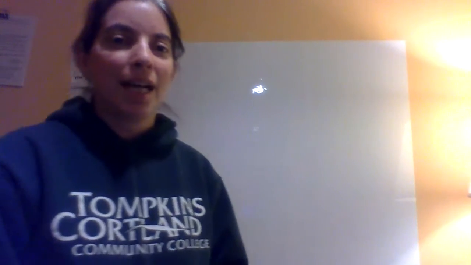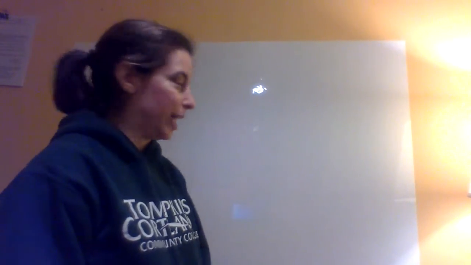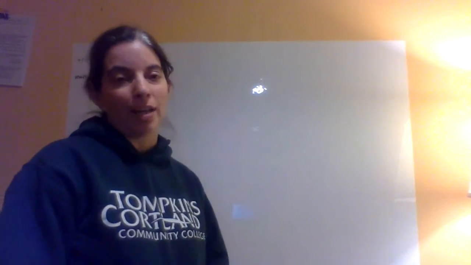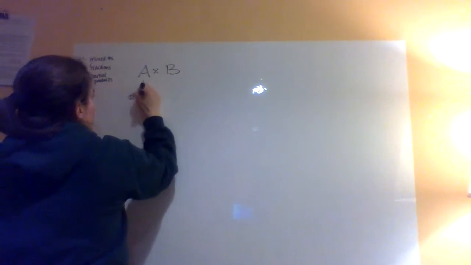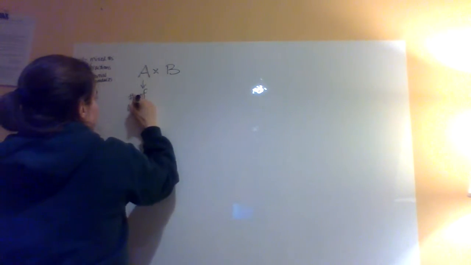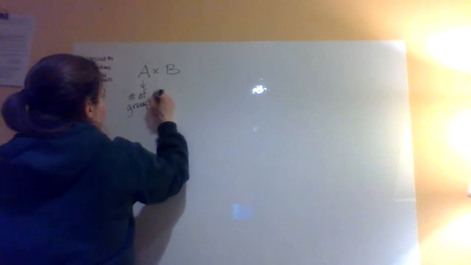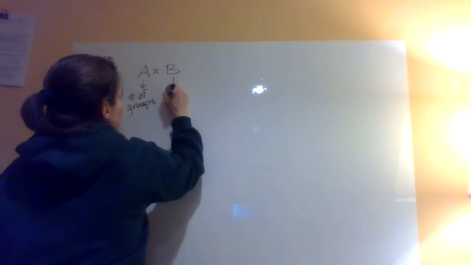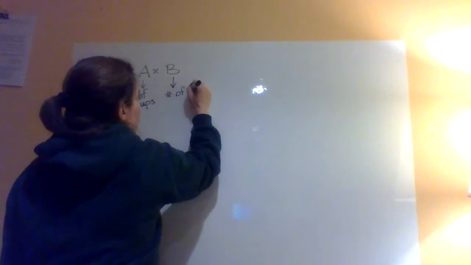Okay, so we're back talking about what we did in Math 113 last week, and we have moved on to multiplication. First thing we're going to do is talk about a definition for multiplication. If we have A times B, we're going to say that A is the number of groups that we have, and B is the number of items in each group.